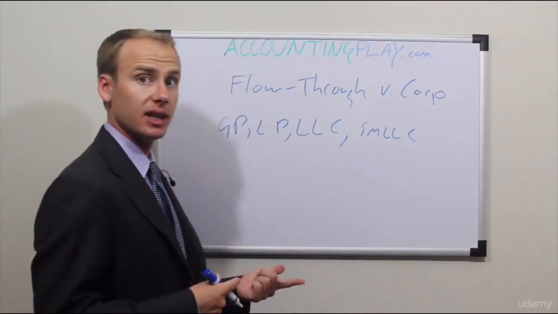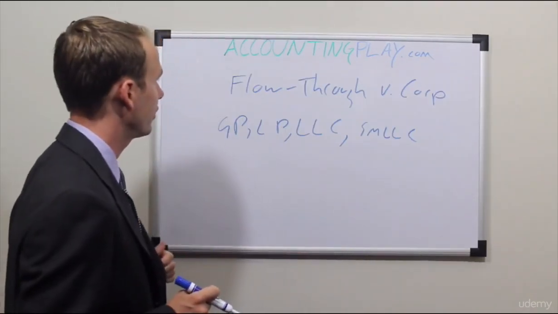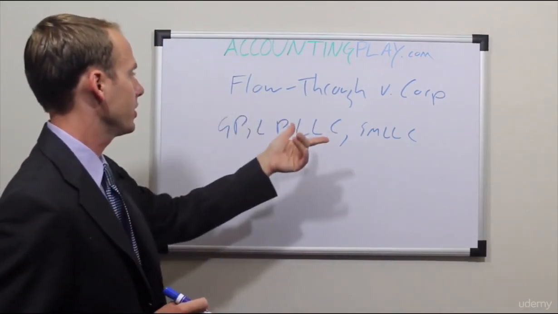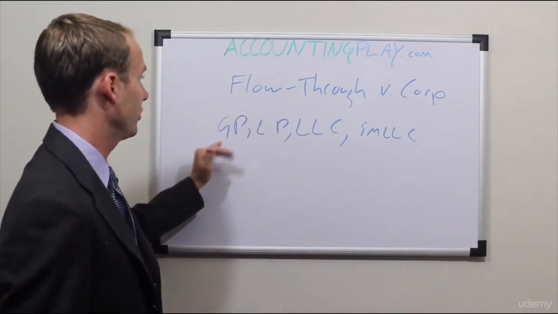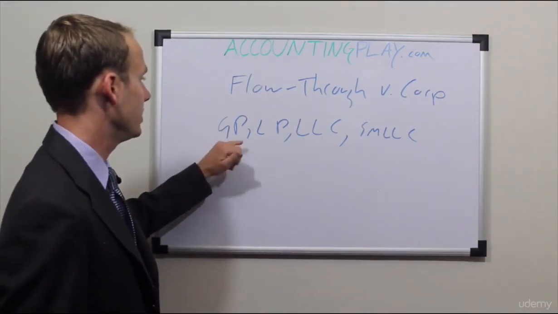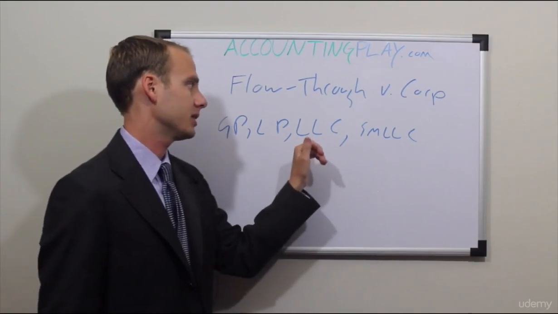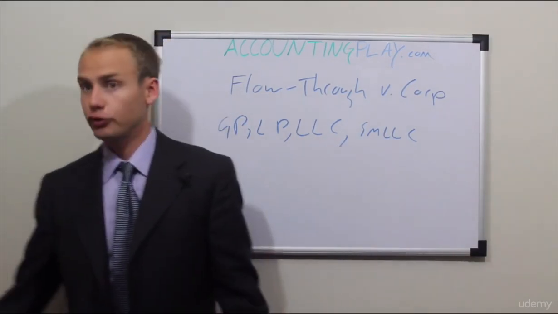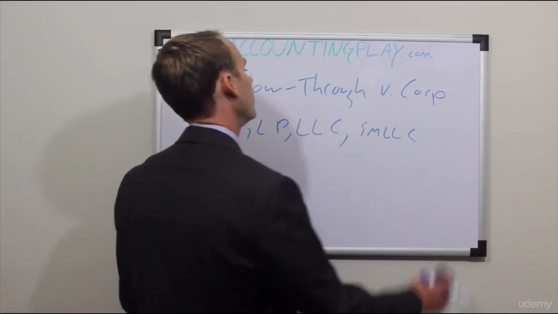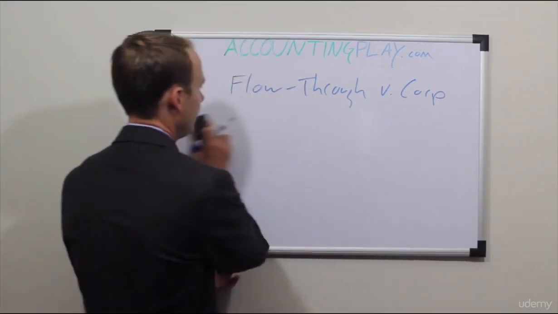Continuing this lesson, actually a continuation of what we were just talking about: flow-through versus corporation. We're also going to be continuing on with going a little bit more in depth on some of these entities. The GP, General Partnership, Limited Partnership, Limited Liability Company, and the SMLLC, which is the Single Member Limited Liability Company.